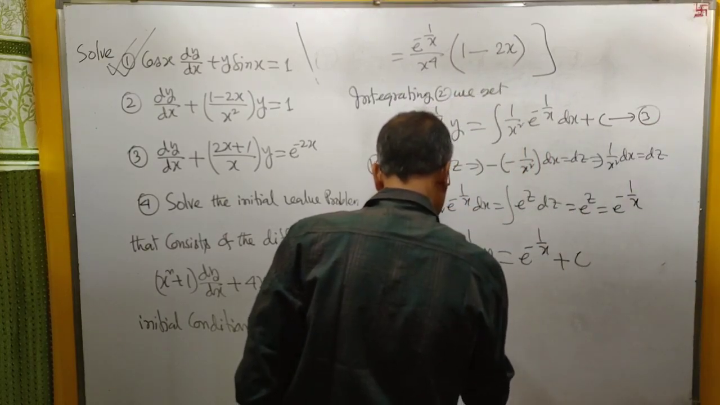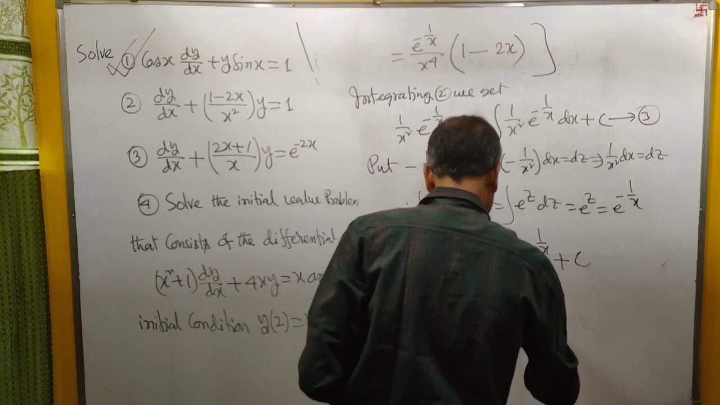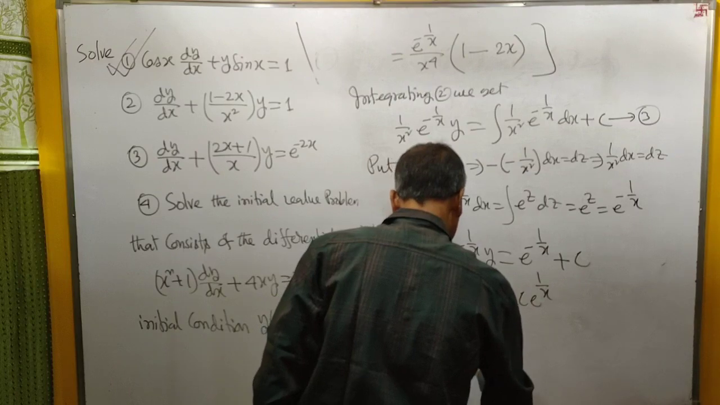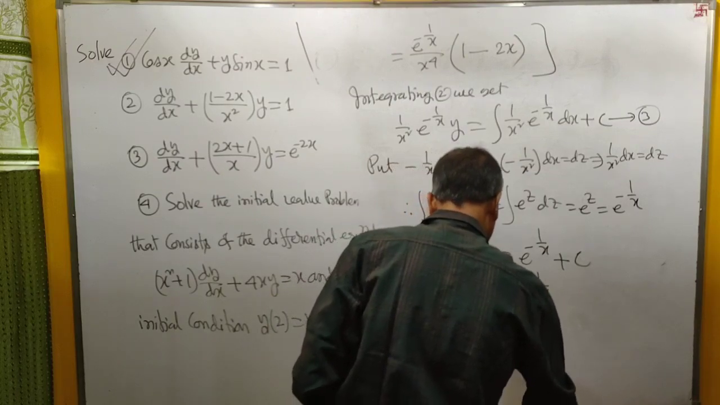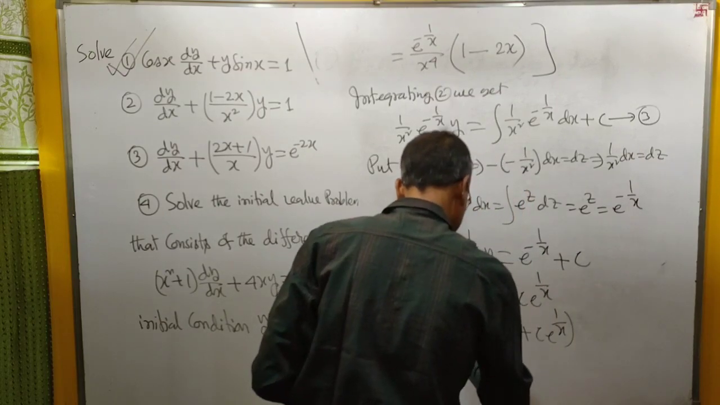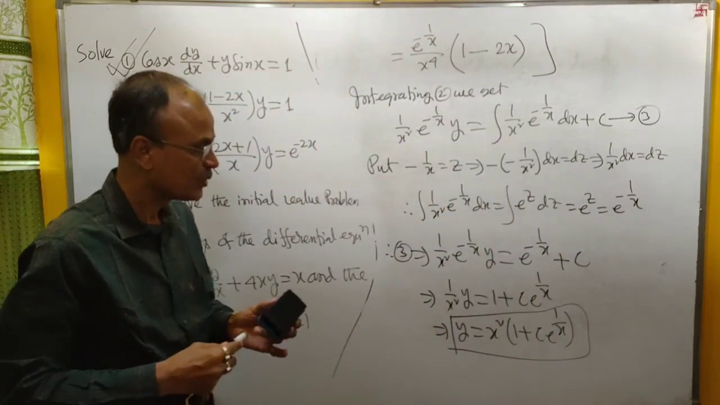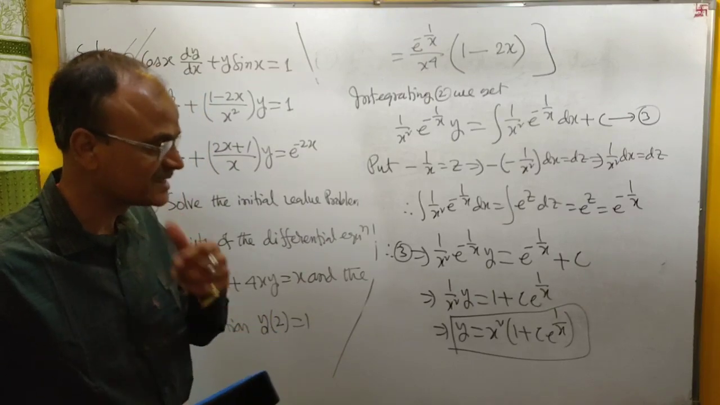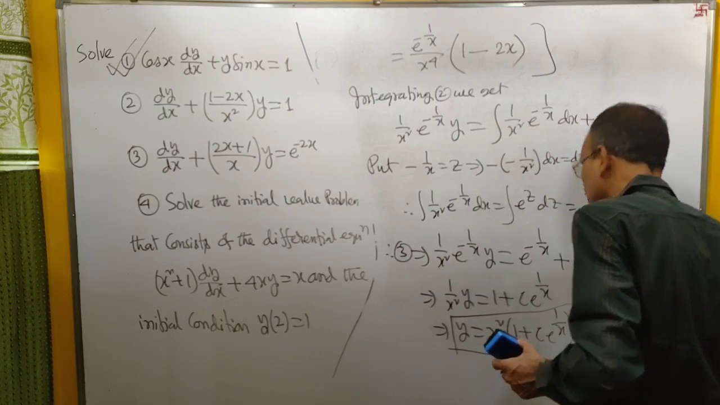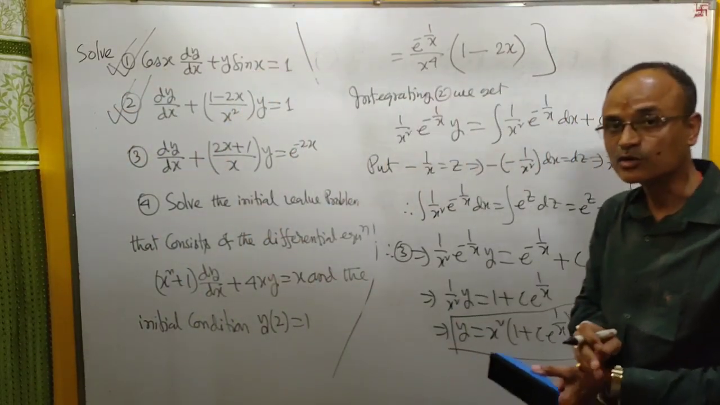or 1 by x square y equal to 1 plus c e to the power 1 by x, or y equal to x square into 1 plus c e to the power 1 by x. This is the required solution of the differential equation number 2. This means we have solved the differential equation 2 also.